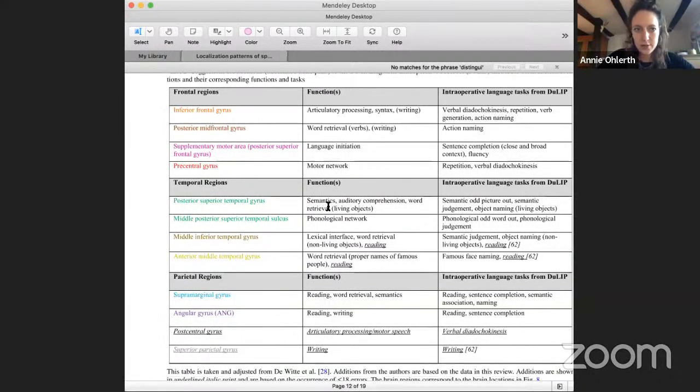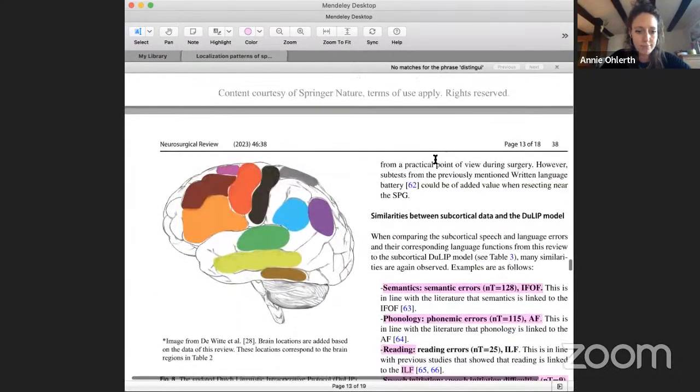It's broken down into a lot of different regions and functions, pointing out one, for instance, here the first one, the IFG, that you should preferably test articulatory processing here and syntax as a function, and then also pointing towards the task in their own protocol that would help you test this particular level. This is what that looked like, written.